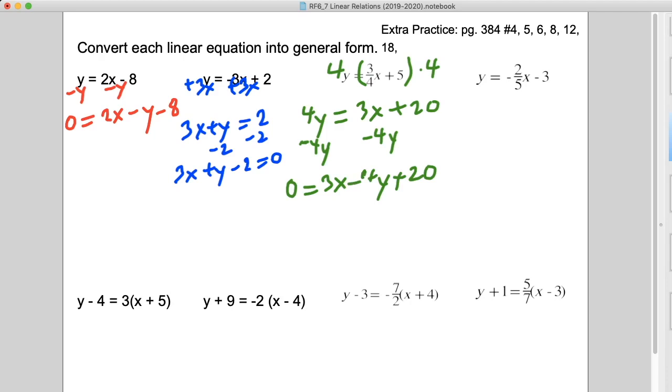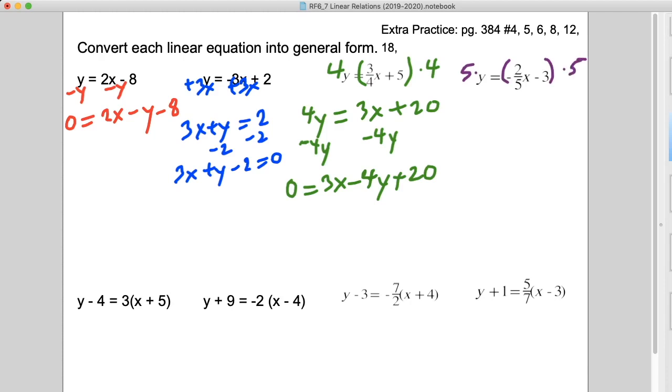Okay, question number 4. So again, we have a fraction. We have negative 2 over 5 x. So I want to get rid of that 5 on the bottom by multiplying both the top and the bottom by 5. Or not the top and the bottom, the left and the right hand side. So I'm going to multiply the left here by 5. I'll multiply everything in here by 5.